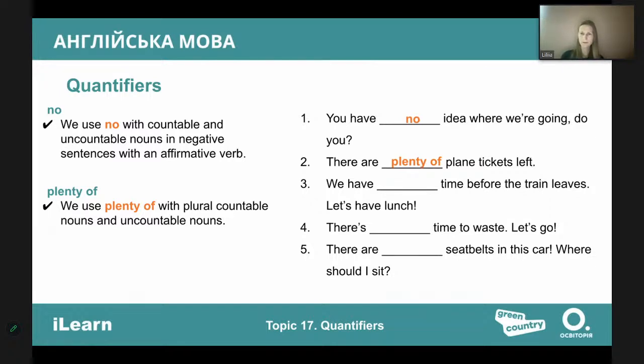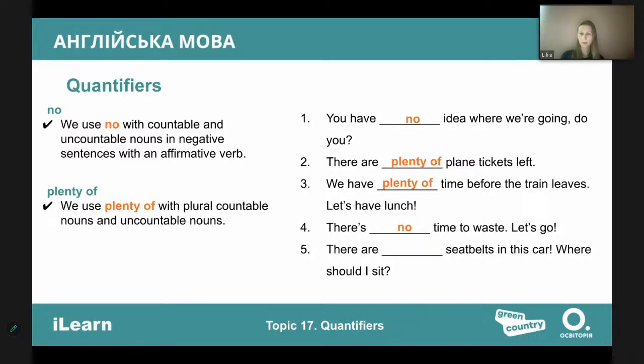Okay. Number 3. We have plenty of time before the train leaves. Let's have lunch. Why not? We have that time. Number 4. There's time to waste. Let's go. There is no time to waste.